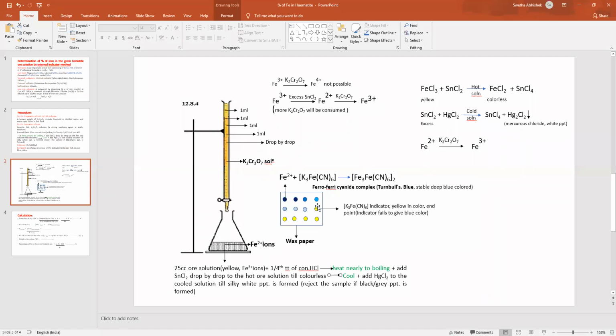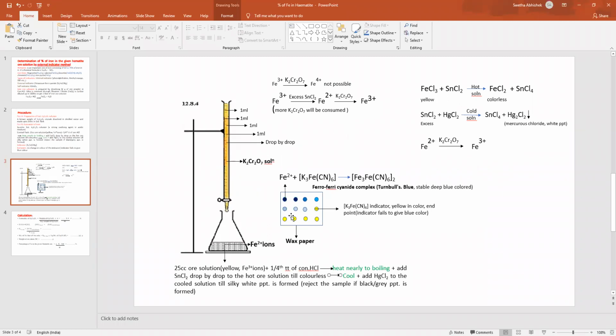Okay, so this is how to perform a titration. Once the endpoint is determined, note the volume of K2Cr2O7 consumed in the titration and repeat the procedure by preparing the ore solution once again freshly. This is how you have to perform a titration. Just follow the reactions that I have written, and you will get to know why all these reagents are added and how the titration is performed by using an external indicator.